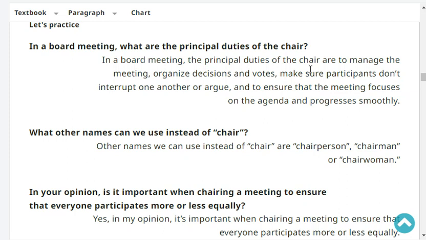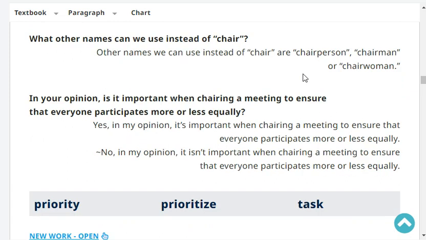What other names can we use instead of chair? Other names we can use instead of chair are chairperson, chairman, or chairwoman.